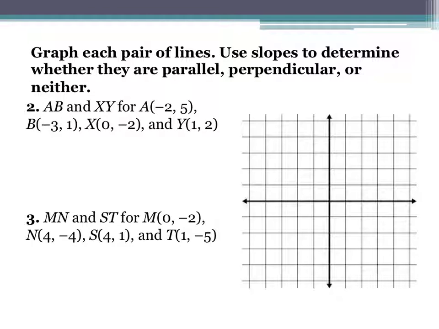So I would start by plotting the points. So for A, it's negative 2, 5, so back to 1, 2, 3, 4, 5. This is A. B is negative 3, 1. That's one line. And then X, 0, negative 2, and Y, 1, 2. That's the second line. So then I'm going to find the slopes.